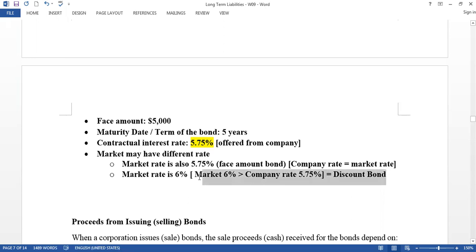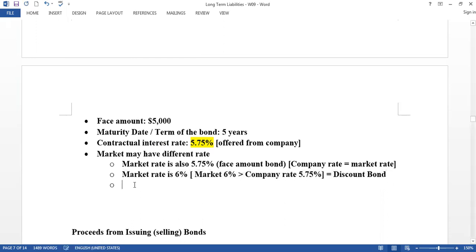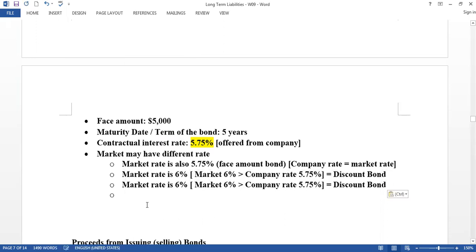Now, another scenario is here. Market rate is 5%. That means the market rate is lower than the company rate. If this is the case, it is called a premium bond. So a premium bond is good news for the seller. If you want to sell this bond, it is your good news.